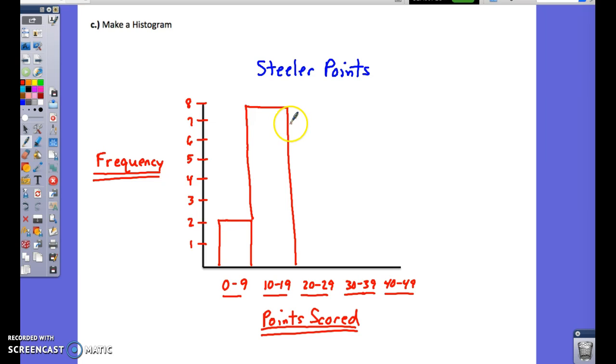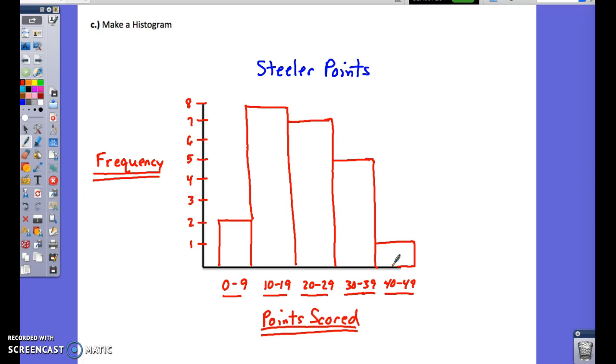On 7 different occasions, the Steelers scored between 20 and 29 points. So we're going to draw our next bar right here. And on 5 occasions, the Steelers scored between 30 and 39 points. So that's our next bar. And then finally, on that one occasion, the Steelers offense got it together and scored between 40 and 49 points. So this is essentially a histogram. And again, I apologize for my bars being a little bit crooked, but hopefully you get the idea. That gives us a breakdown of the data values.